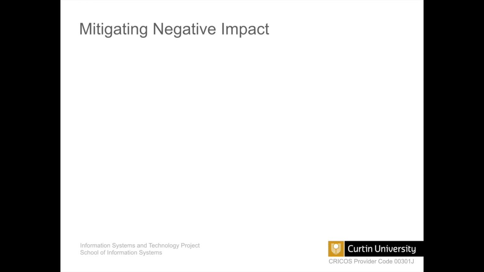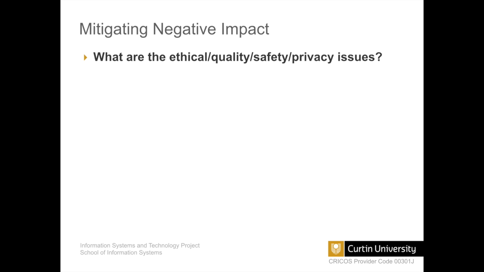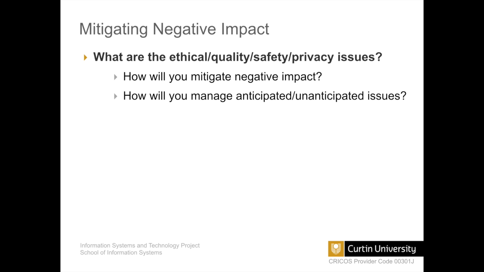As an ICT professional, you and your team have a responsibility to protect the interests of the public, and as stated in the ACS Code of Professional Conduct, to place these above personal, business, or sectional interests. As such, you have a responsibility to mitigate against the negative societal, environmental, and economic impacts of the work that you undertake. In particular, you have a responsibility to consider ethical, quality, safety, and privacy issues. Once issues are identified, you should strive to mitigate negative impact. You should consider how you manage both anticipated and unanticipated issues when they arise.